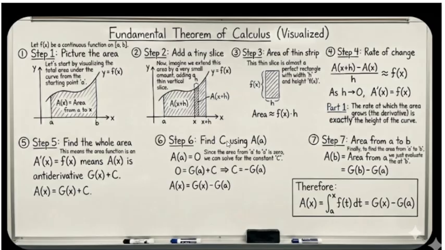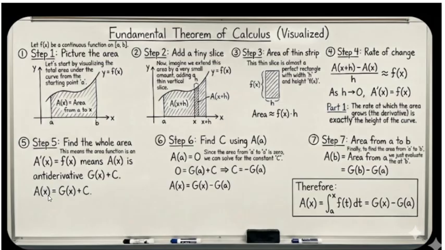But as you know, if we put x is equal to a here, we are going to find the area from a to a itself. Once we get this equation, A of x is equal to g of x plus c, what happens when we put x is equal to a?